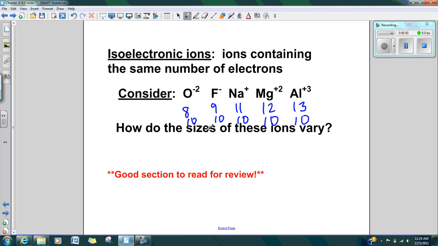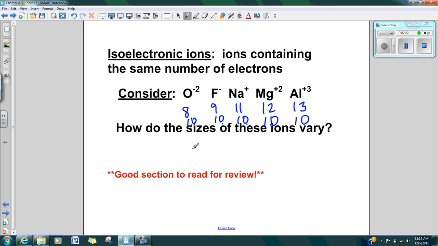So how do the sizes of these ions vary? If you take a look on the periodic chart, all of these now have 10 electrons, which is going to have noble gas configuration, the noble gas configuration of neon. Well, can they all have the same chemical stability? The answer would be no. So we have to take a look at how these vary. So if I have anions right here and I have cations here.